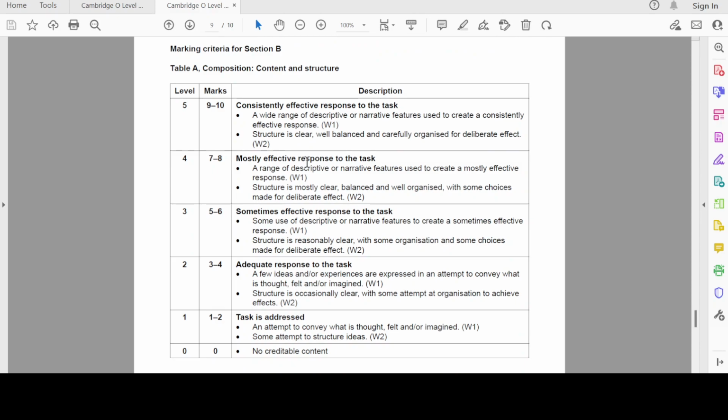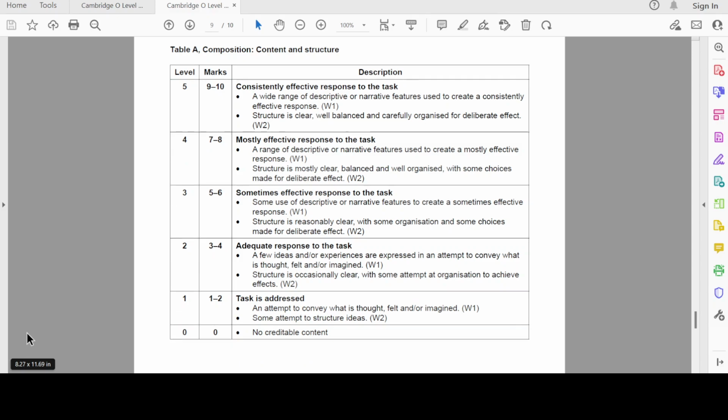And now we have the general level descriptor first, right? The 10 marks for content and structure for the composition. Okay, so what kind of content and structure and how much you gain in terms of marks against it? Level 1, the task is addressed. So yeah, you've written something. An attempt to convey what is thought, felt, or imagined. It's an attempt. It's not a good attempt. It's a very weak attempt, obviously. Some attempt to structure ideas.